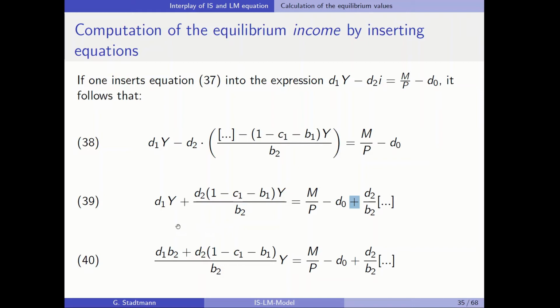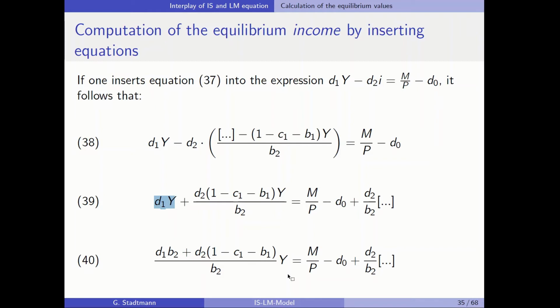Then we can try to write these two expressions here on a common fraction. Therefore, in the first step, we have to compute a common denominator. So we have to construct a common denominator here. We have to multiply through this expression by b2 over b2. Then we have a common denominator, and we can write these two expressions on a common denominator.